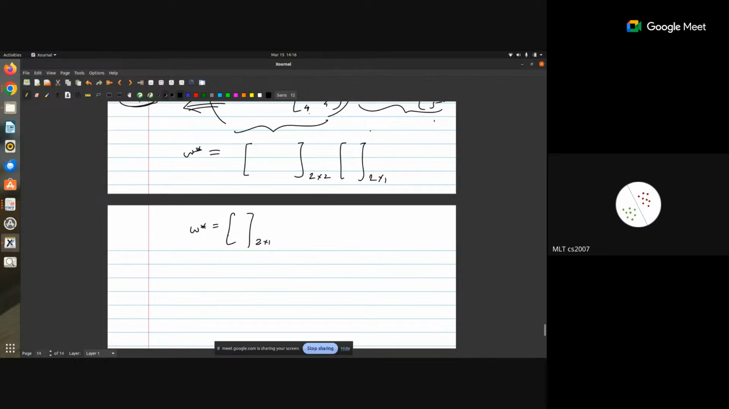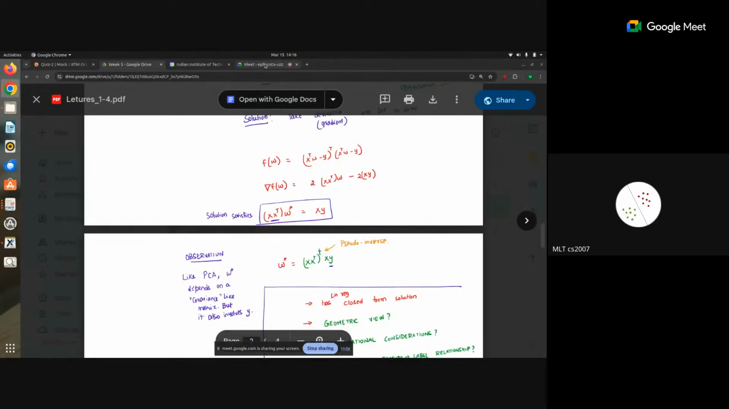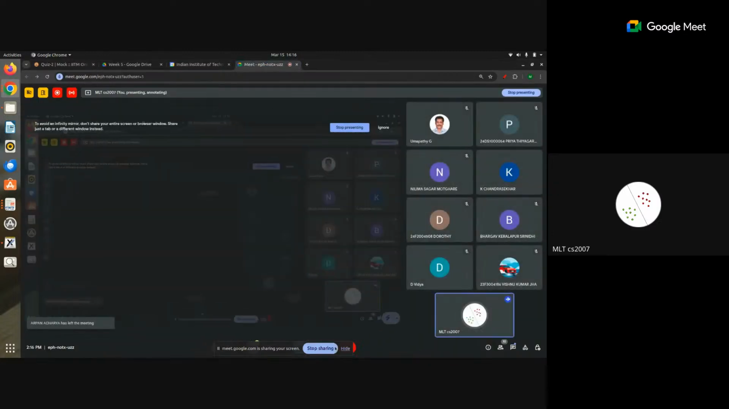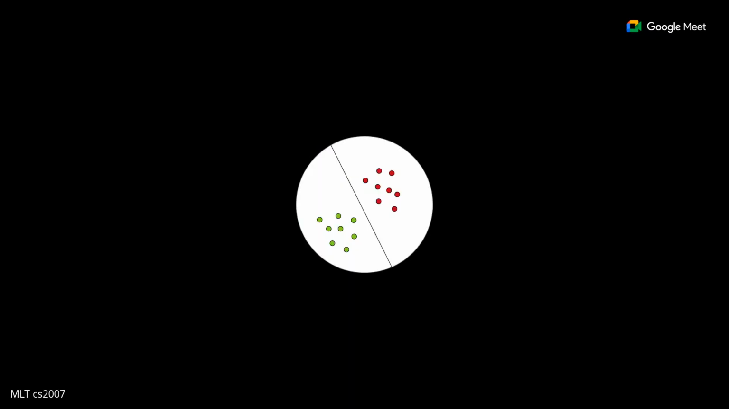You just practice on this part. This is important to solve as far as tomorrow's quiz is concerned. Apart from that, most of the things are based on your understanding of the concepts. This is the only thing you need to work on. Fine.